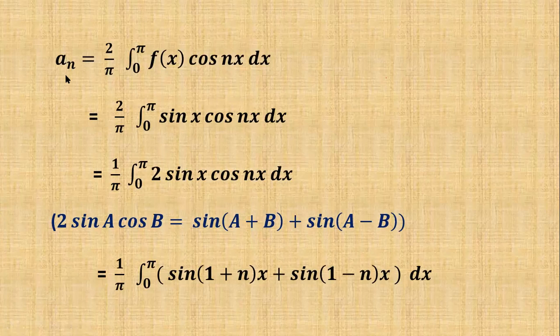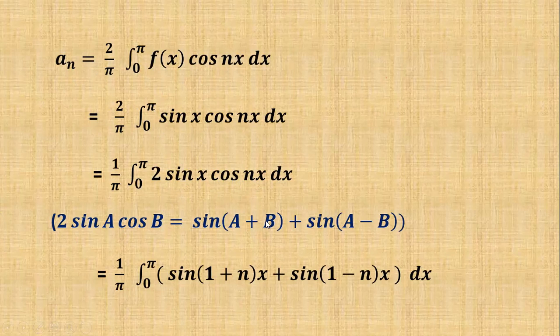And now an. An is equal to 2 by pi into integral 0 to pi f of x into cos nx dx. Here f of x is equal to sin x. Therefore 2 by pi into integral 0 to pi sin x into cos nx dx. Here 2 sin x cos nx. This is in the form 2 sin a cos b. Here a is equal to x, b is equal to nx.